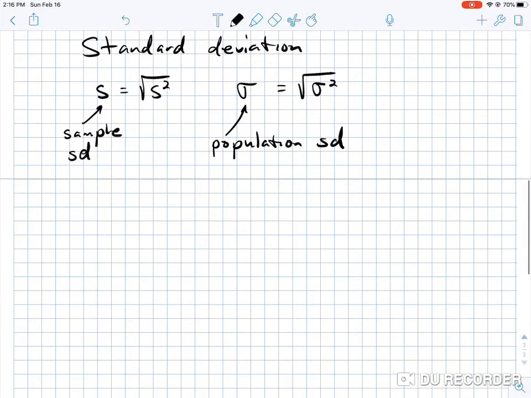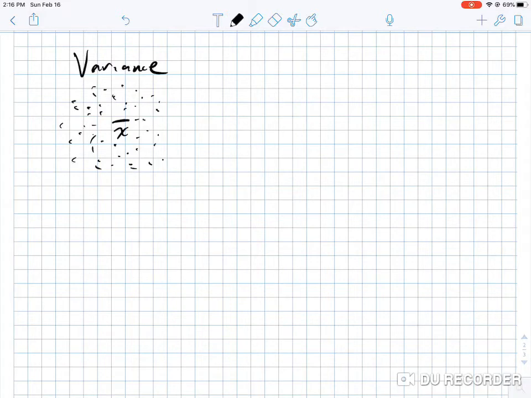So again, to kind of give you a visual view of what you're looking at, when you're looking at variance, think of it as, here's your sample mean. Variance looks at the spread of data around that mean. So, of course, the bigger the spread, the bigger the variance. Or I should say it in this way: the bigger the variance, the bigger the spread.